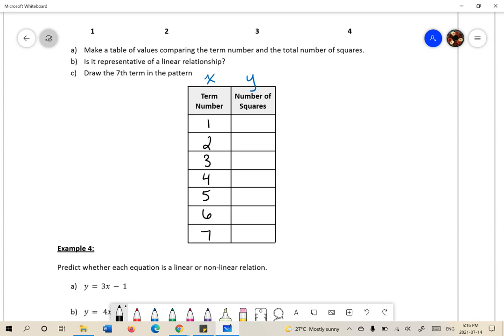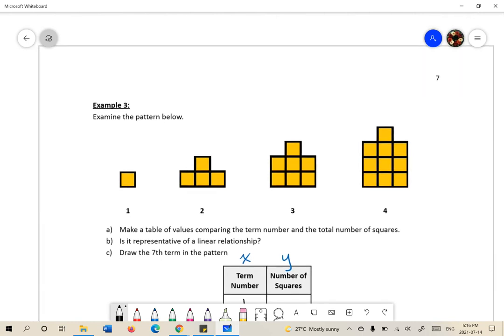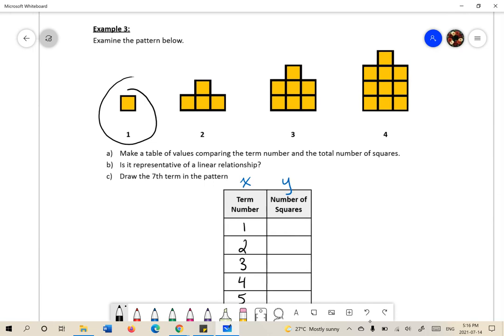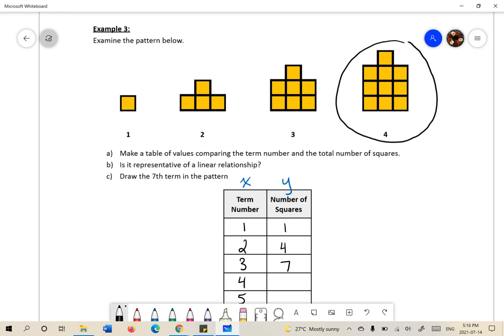Number of squares per term. So in term 1, we have 1 square. In term 2, we have 4 squares. In term 3, we have 7 squares. And in term 4, we have 10 squares.